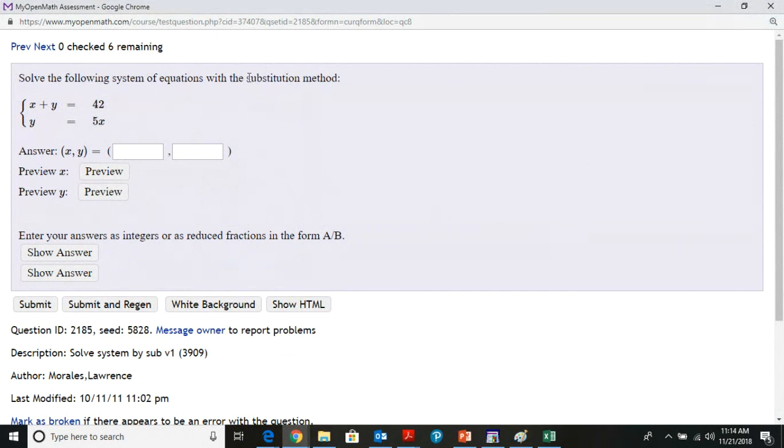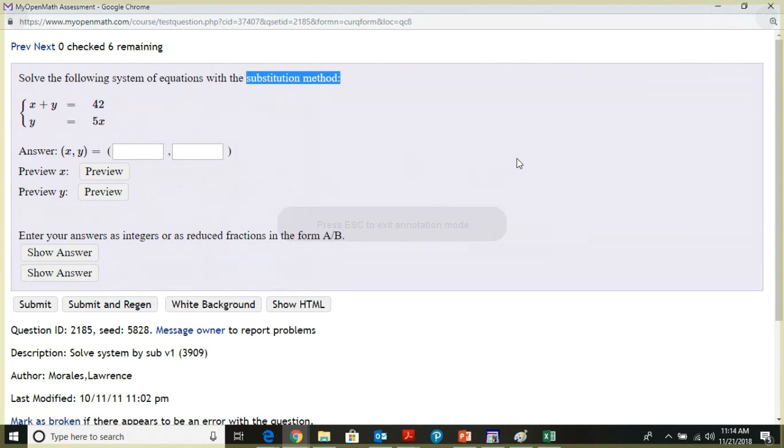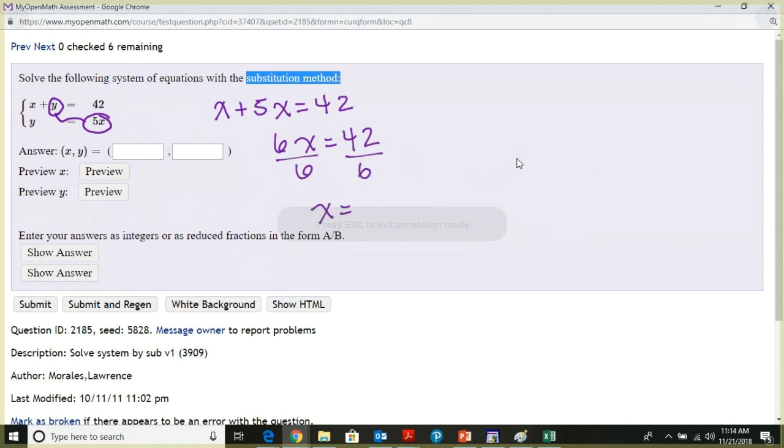This one's specifying to use the substitution method. So remember, substitution is the one that I've been using. Solve one of the equations for one of the variables. And look, this one's already solved for y. And plug that into the equation. So x plus 5x equals 42, which means 6x is 42. So we'll divide both sides by 6, and x must be, what is that, 7?